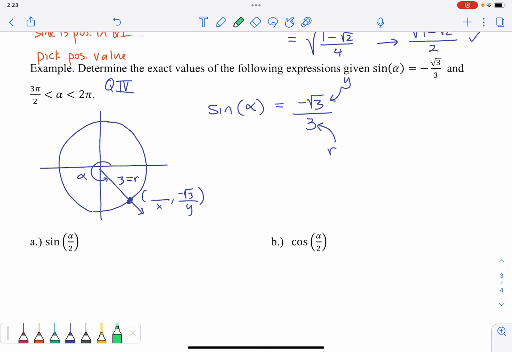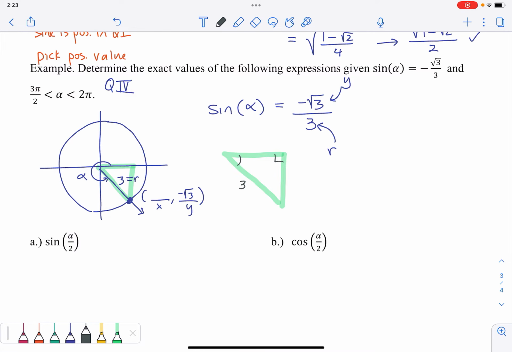I can determine the x value by drawing in a right triangle. Again, I usually just draw that triangle out somewhere else so that I can see what I'm after. So let's draw in the lengths. I have 3 for the hypotenuse. This is a right angle.